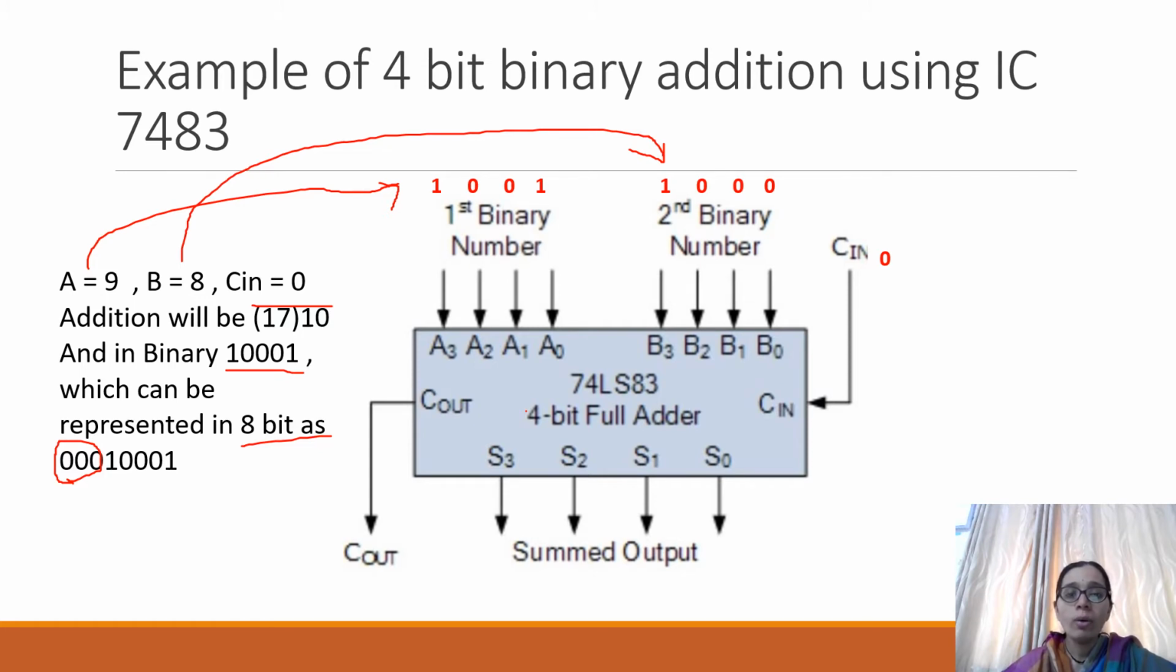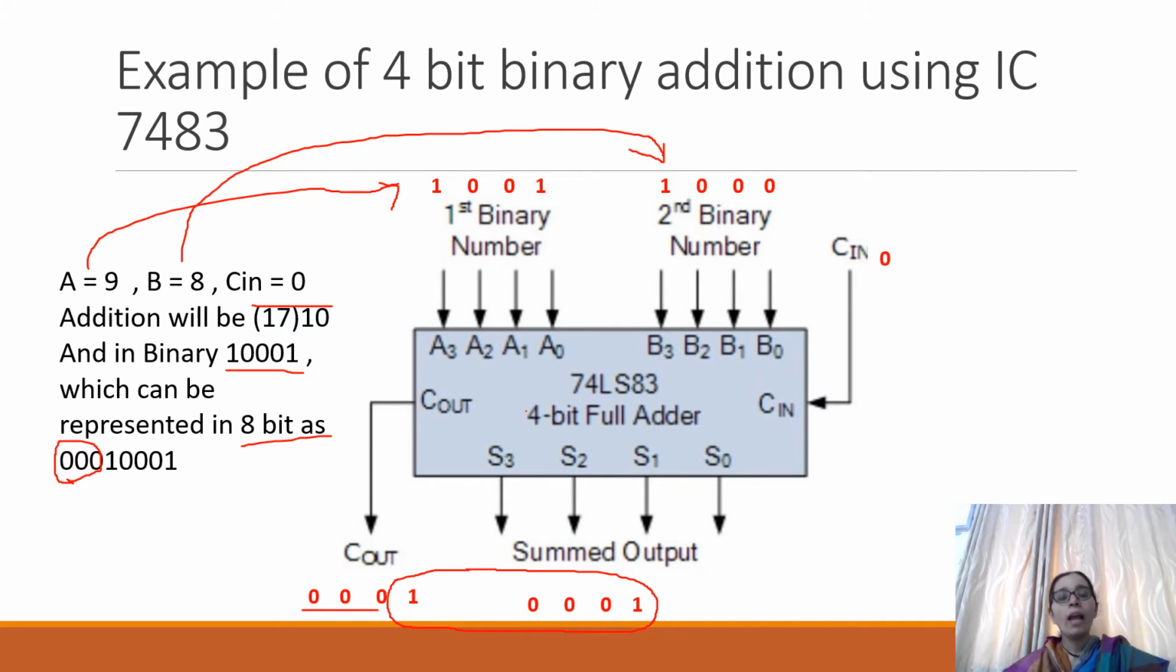Now what is the job of this IC that we have studied? This will add the number that is given at A, B and Cin. So Cin is 0, therefore it will add whatever number is given at A and B. Therefore 9 plus 8 will be 17. Therefore what is the output? That is 17, 1, 0, 0, 0, 1. So this is 17 in binary, and with that extra 3 zeros are there to represent the C out.